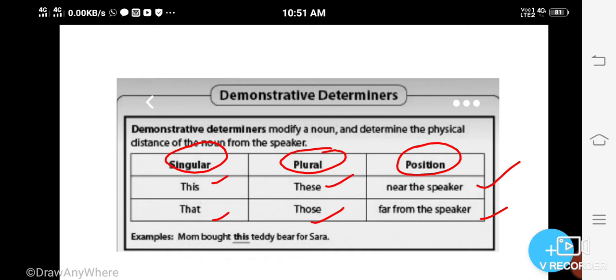Look at this example here. Mom bought this teddy bear for Sarah. Here the speaker is there and then the teddy bear is there. Both are near. So, the speaker is using this teddy bear. Not only near, but also there is only one teddy bear, so it is in the singular form. So, the example, Mom bought this teddy bear for Sarah, means there is only one teddy bear and he is talking about the teddy bear which is near to the speaker.